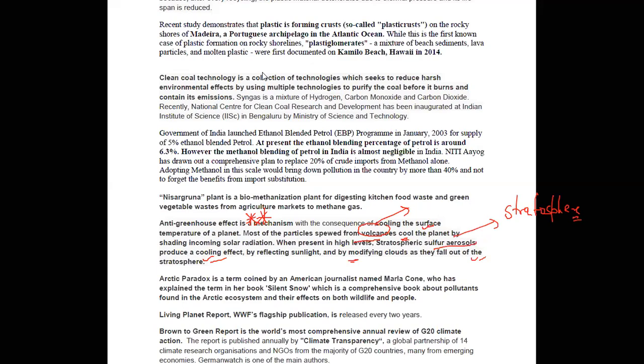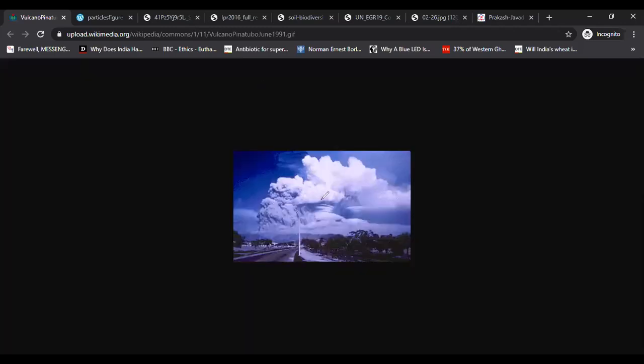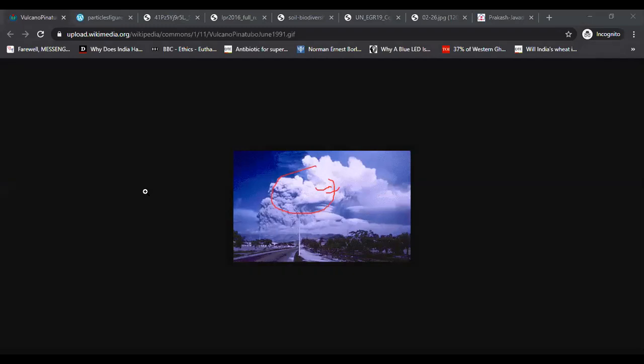Now let's try to see the different phenomena associated with this. If you can see here, this white thing is a stratospheric sulfur aerosol, and they also modify the way the clouds are formed. So they have a significant impact on weather formation if they are present in considerable amounts. So they will cause an anti-greenhouse effect.